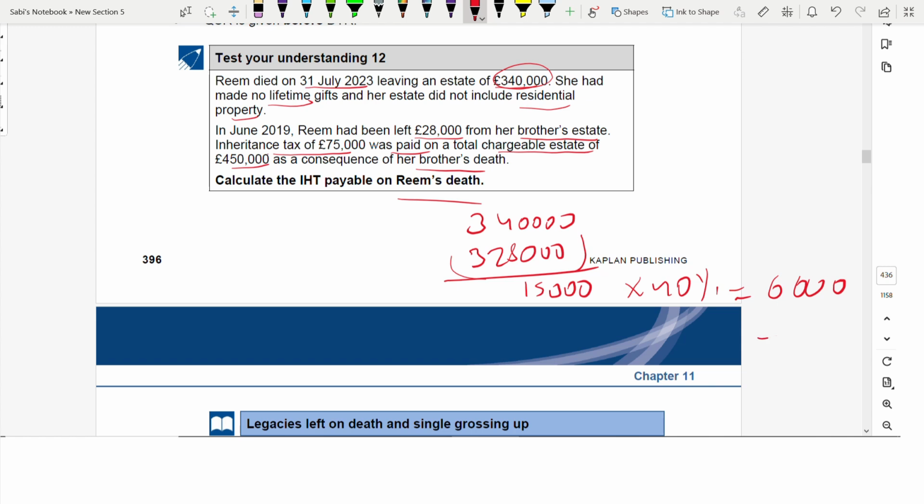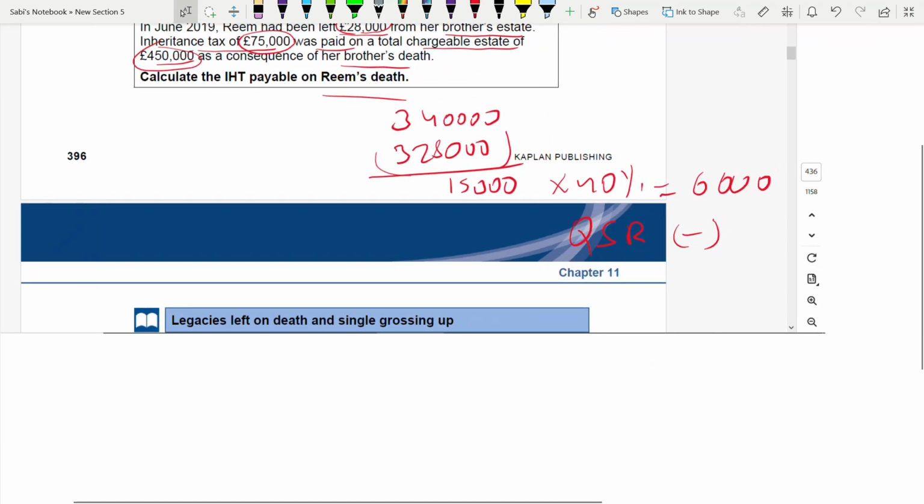You have to deduct what? You will get QSR, quick succession relief. For that quick succession relief you need to do a working. How? Remember how much tax was paid on the first death: 75,000, from the estate of his brother, 450,000, multiplied by what? Reem had been left 28,000, so multiplied by 28,000. So the quick succession relief working is like that.